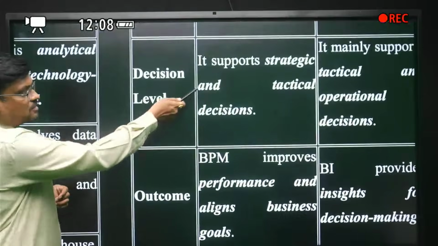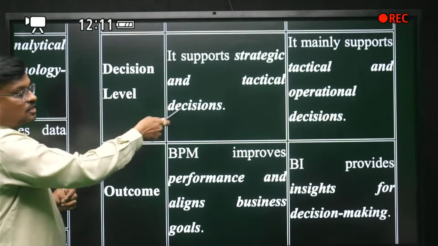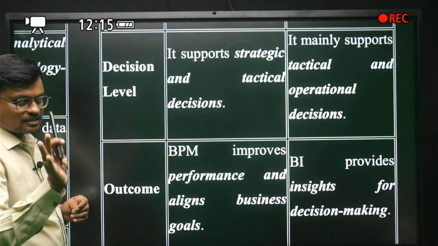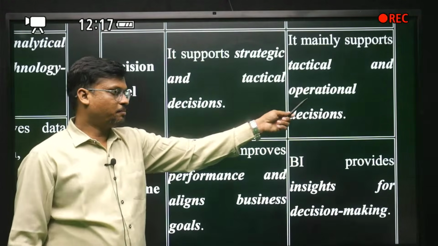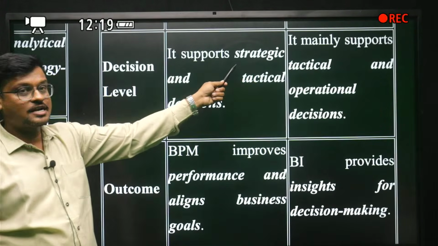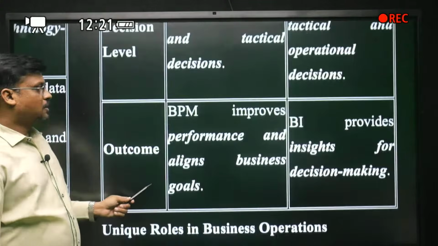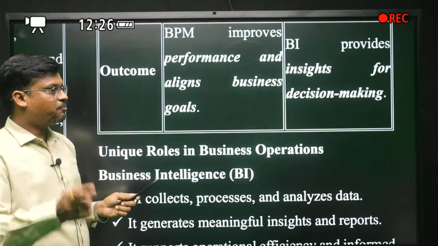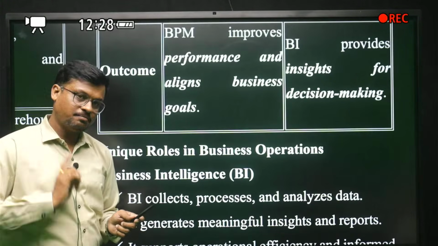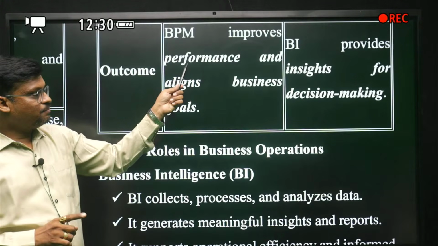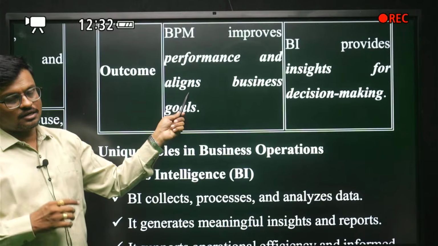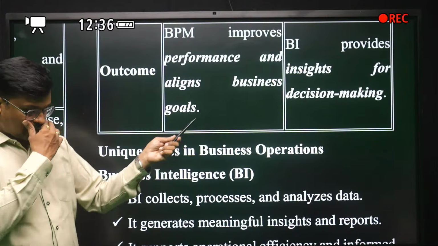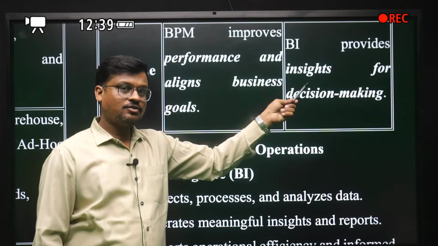Decision level. BPM supports strategic and tactical decisions. BI mainly supports tactical and operational decisions. Okay, not strategic decisions, but implementation and operational decisions. BPM supports the strategic decisions. Outcome. BPM improves the performance and aligns the business goals. BI provides the insights for the decision making. This will improve the performance and align your organization operations to your business goals, whereas this one will provide you the insights.